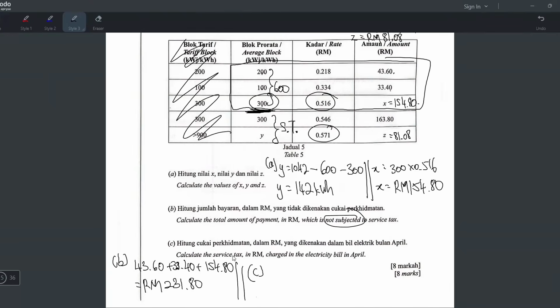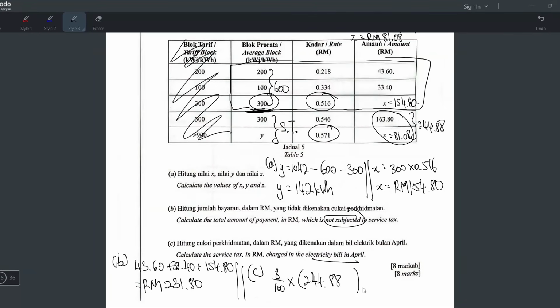Okay, C. Calculate the service tax in RM charged in the electricity bill in April. So this one confirm you have to take the 8% times with, okay, only these two amounts will be subjected to service tax. That means we have to take these two amounts, add together. After adding that, times 8%, then the answer will be the service tax. Okay, so let's do 163.8 plus 81.08. I got 244.88. So I'm just gonna write 244.88. That's the total for these two.